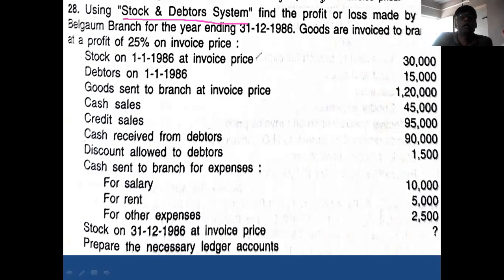Goods are invoiced at cost plus 25%, which means 25 is the loading. Invoice price 100 is equal to 75 cost. You form the equation and use it for removal of loading.